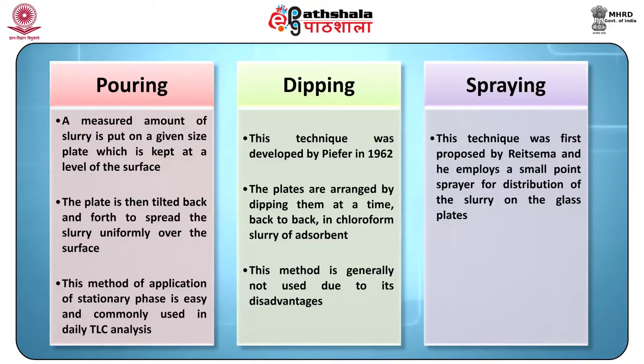The steps involved are pouring. In this technique, a measured amount of the slurry is put on a plate of given size, which is kept at a level surface. For the slurry to spread uniformly over the surface, the plate is moved back and forth.